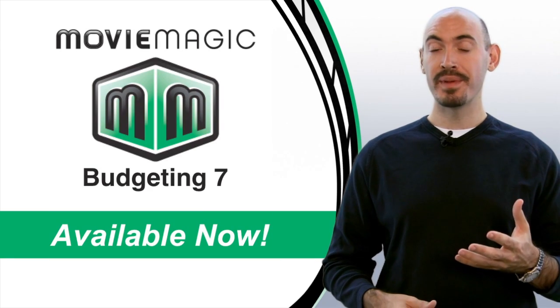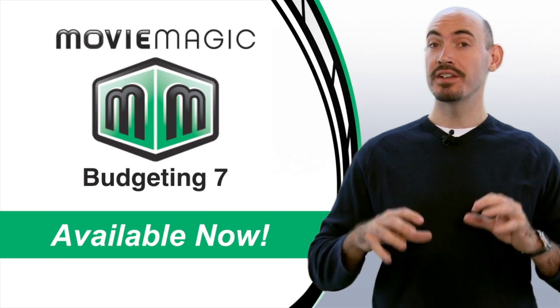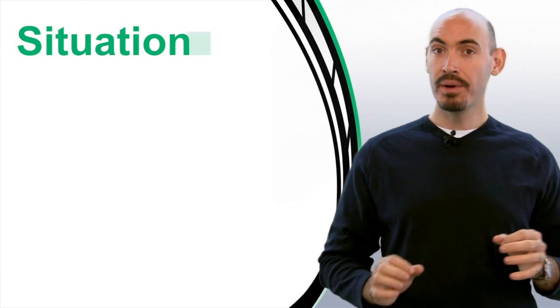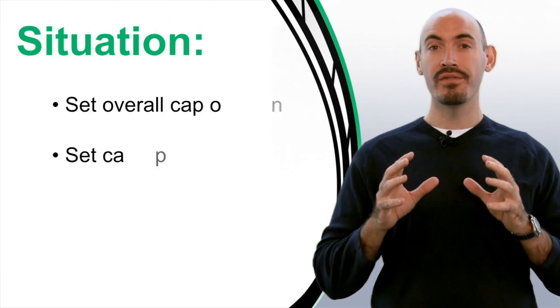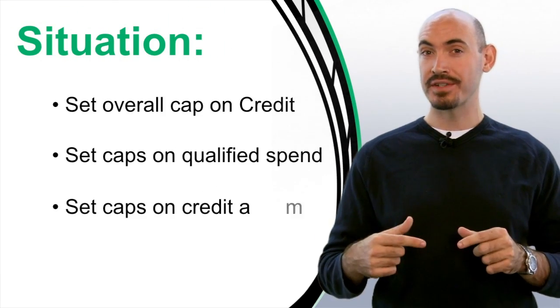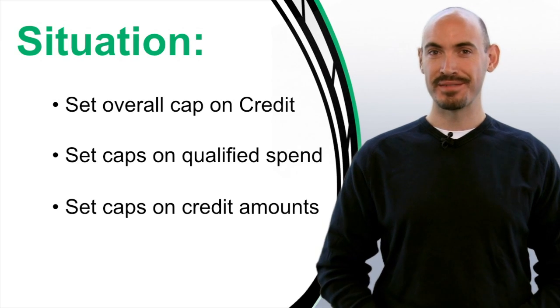I'm your host, Stephen Kinchelik, and I'll be going over part two of the Apply Credit feature. If you haven't seen part one, be sure to check it out. Now, this new feature of Movie Magic Budgeting 7 allows you to set caps not only on the overall credit, but on individual lines you can set qualified spend caps or credit caps. Let me explain how all that works.